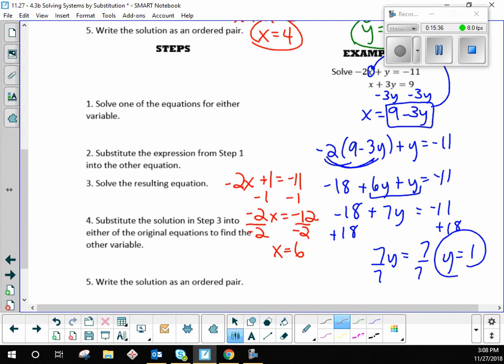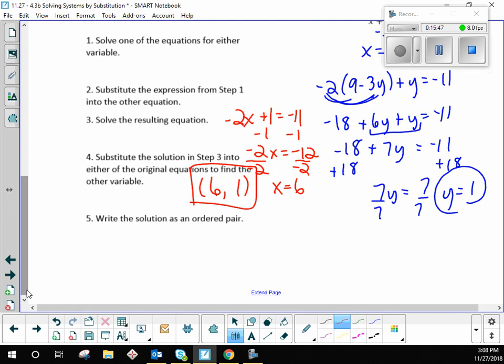X equals 6. Write your answer as an ordered pair. 6, 1. 6, 1, and done. All right. So that is your lesson for today. Your practice problems are a maze.